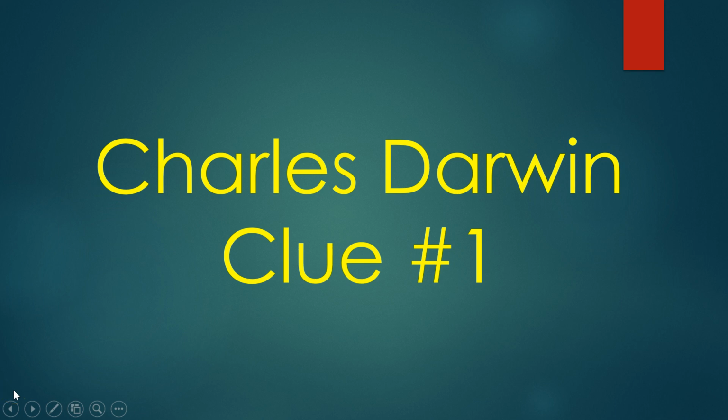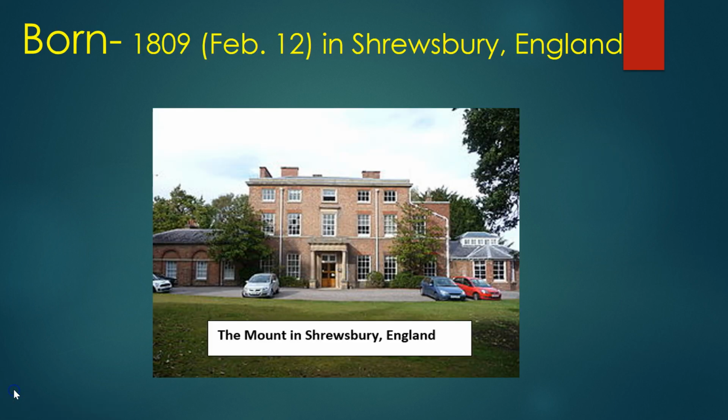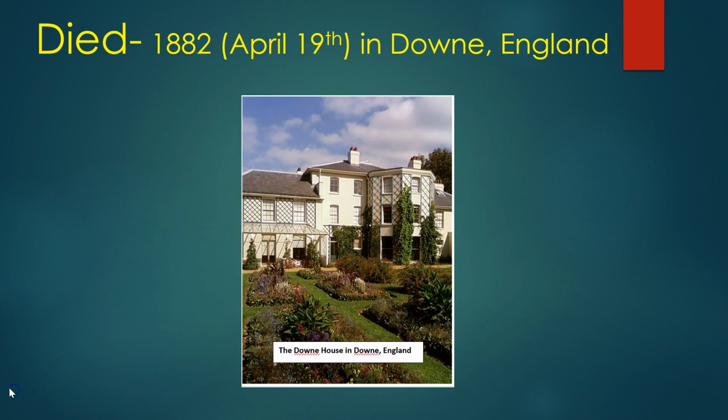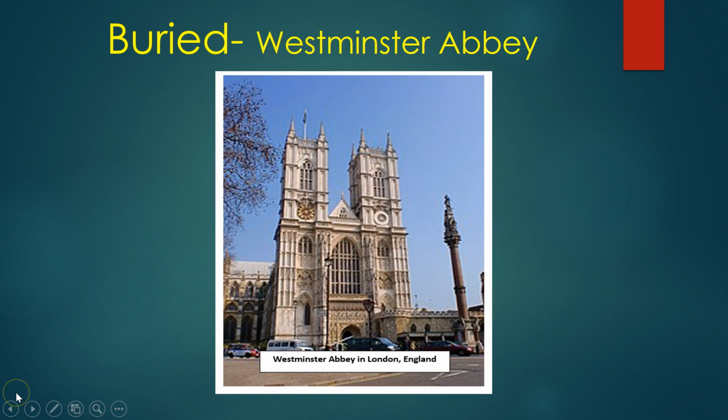This is Charles Darwin, clue number 1. Charles Darwin was born in the Mount in Shrewsbury, England in 1809. He died in the Down House in Down, England in 1882. Charles Darwin was buried at Westminster Abbey in London, England. This was a big deal because typically famous people and royalty are buried there.